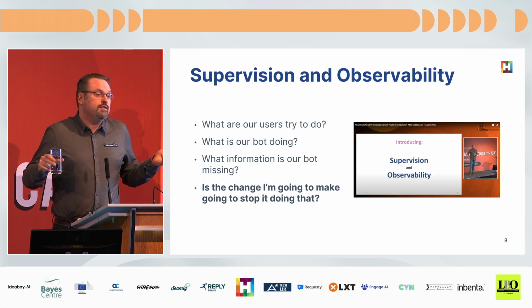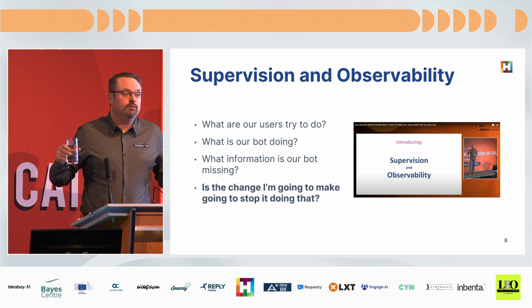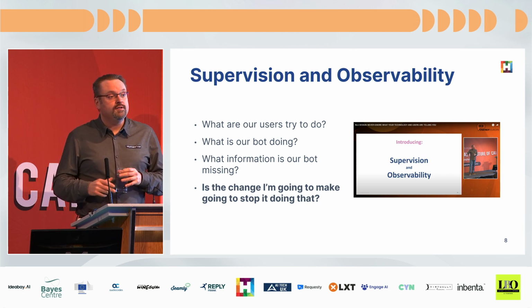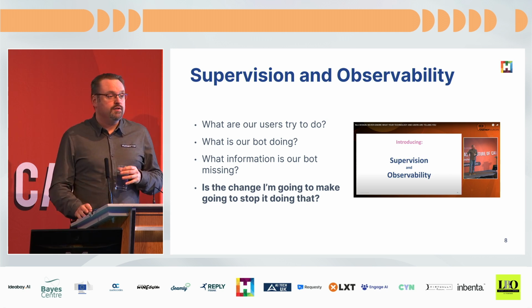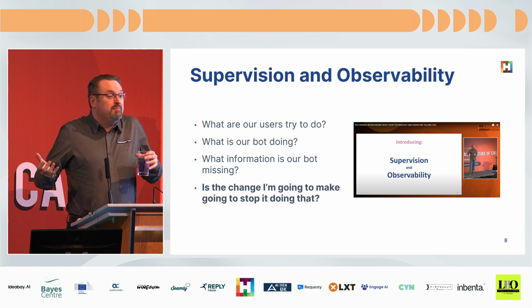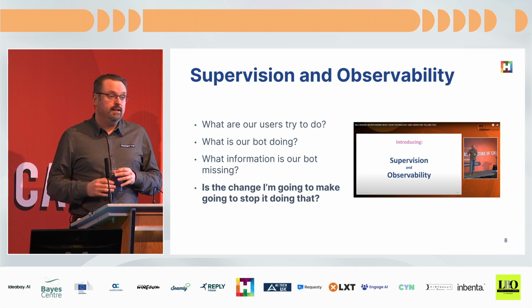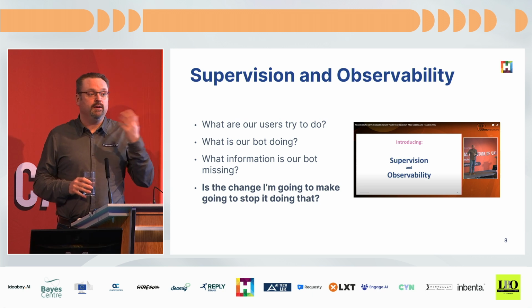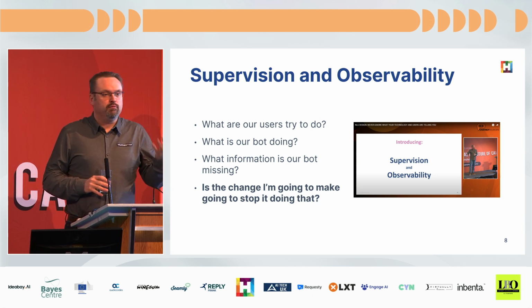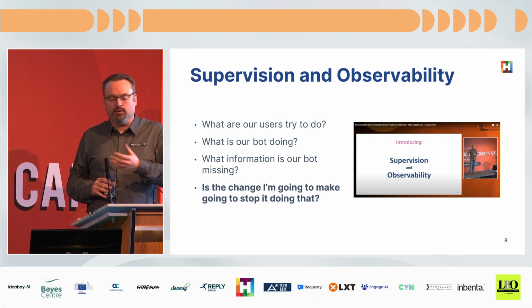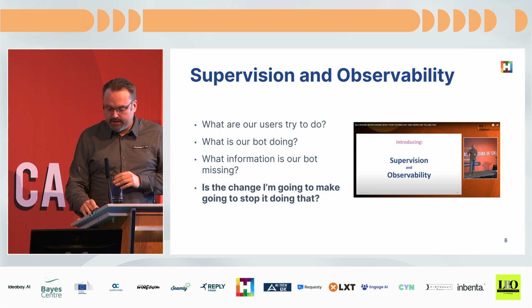So you're going to have to watch these things like a hawk. It's simple, right? You need to know, what are our users doing to our bot? What is our bot doing? What information is missing that our bot needs to be able to do? And more importantly, if you're changing the things that you're doing to influence that behavior, be it prompts or fine-tune sets or the data you're giving in RAG, you need to know, is that change going to prevent that problem?